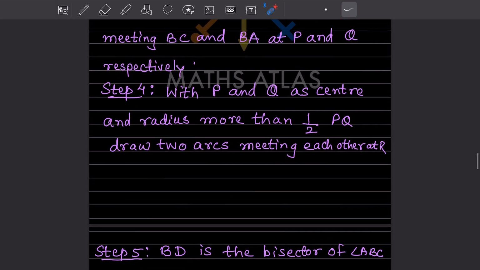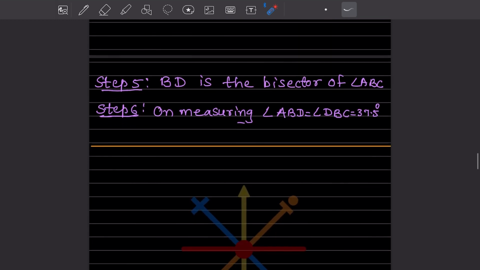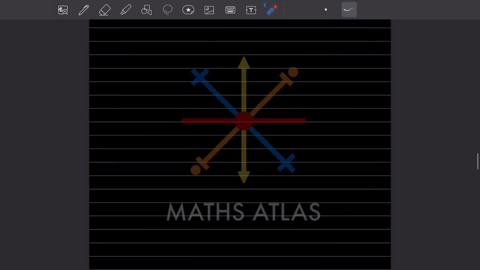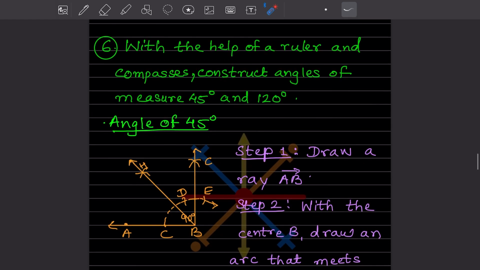So you can just look at these steps. The same thing whatever has been explained is given in steps. So with the help of a ruler and compasses, construct angles of 45 degrees and 120 degrees. So first thing, let us look at 45 degrees.